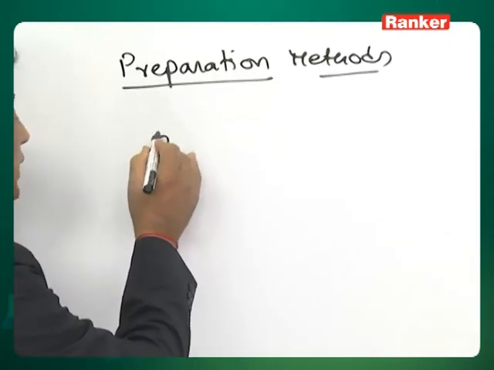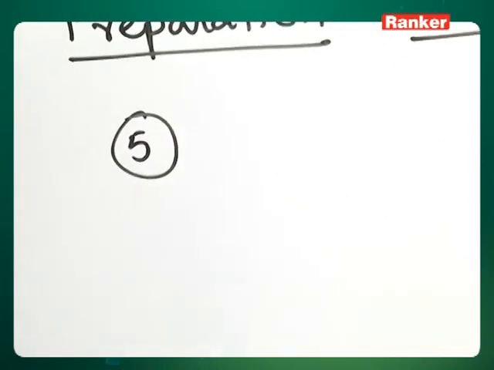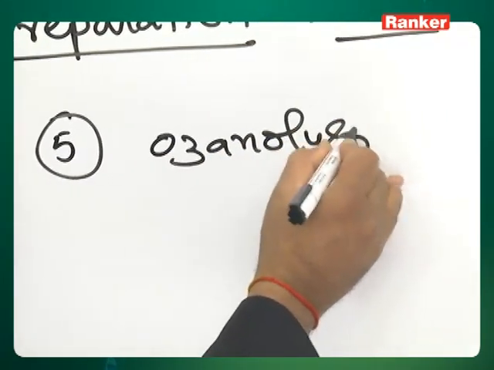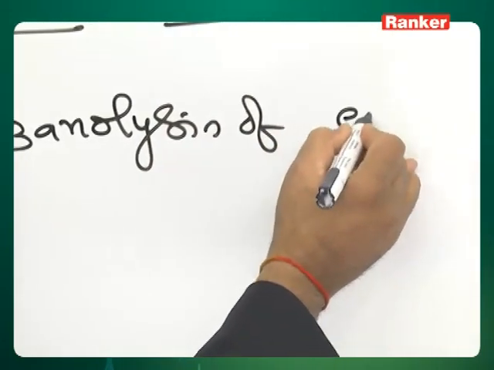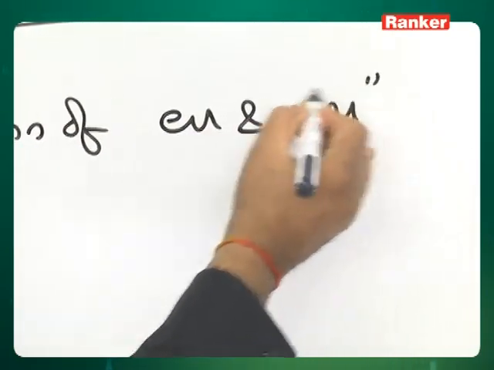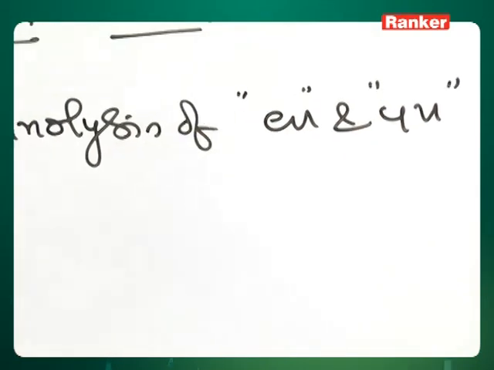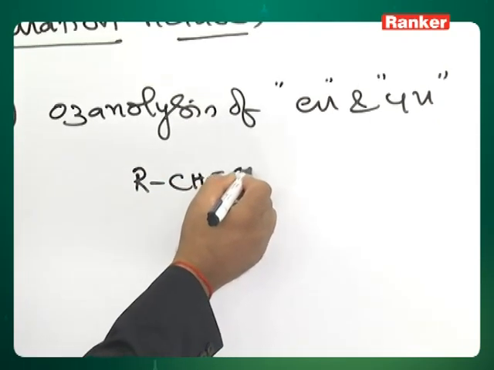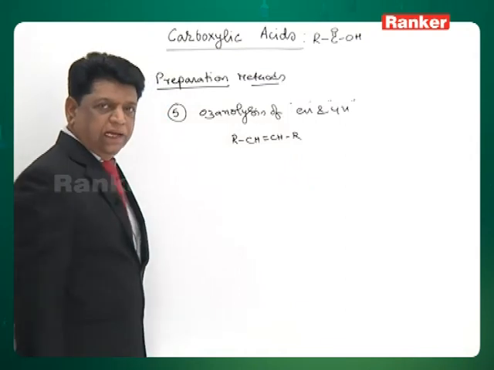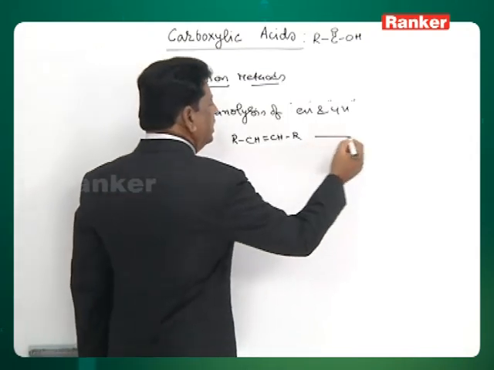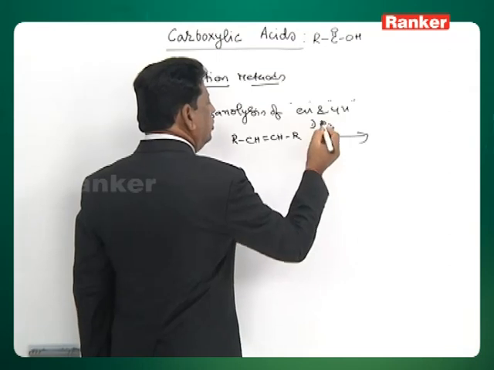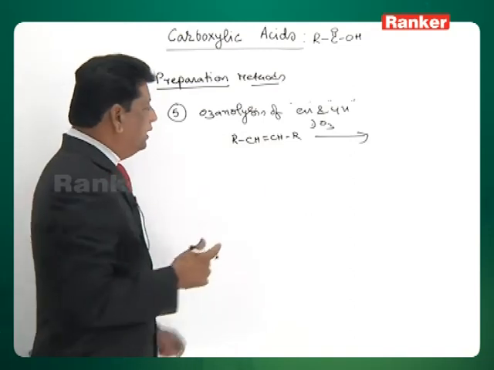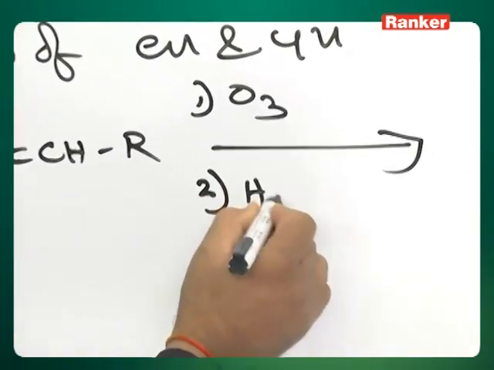Let us see one more method, that is the fifth method for the preparation of carboxylic acid. This is ozonolysis. Ozonolysis of alkenes and alkynes, both ene and yne functional groups can be ozonized. For example, if it is a disubstituted alkene, with an alkyl group on both sides, it can be conveniently first treated with ozone gas, that is called addition of ozone, which will give the ozonide formation. Then do hydrolysis with water.